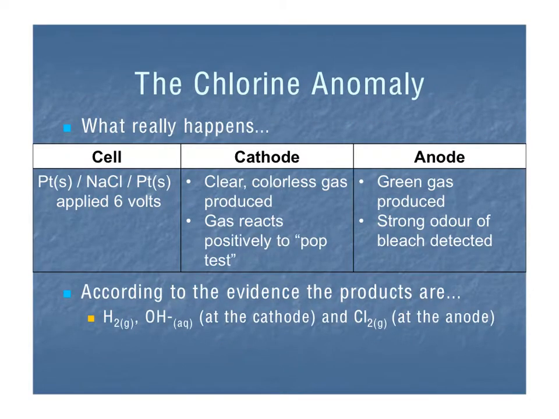However, when we actually electrolyze a solution of sodium chloride using inert electrodes here, platinum wires, what we see is that at the cathode, we still get a collection of clear, colorless gas, and it reacts positively to a pop test, which tells us it is hydrogen gas. On the other hand, at the anode, a green gas is produced, and it smells of bleach. This would indicate that chlorine gas is being produced at the anode, which is different than our prediction of oxygen gas being produced at the anode.